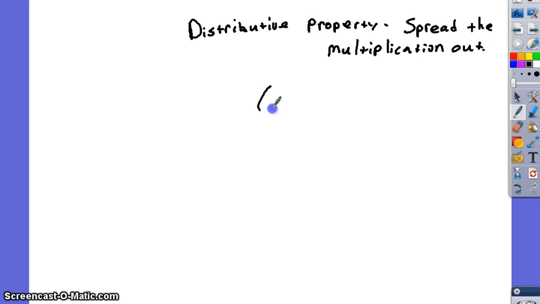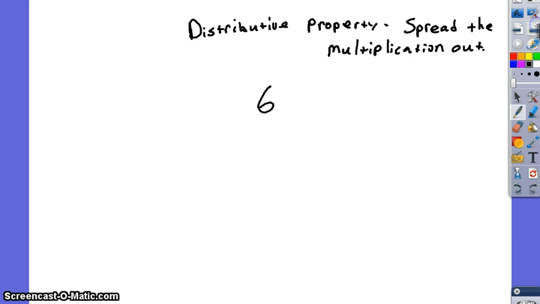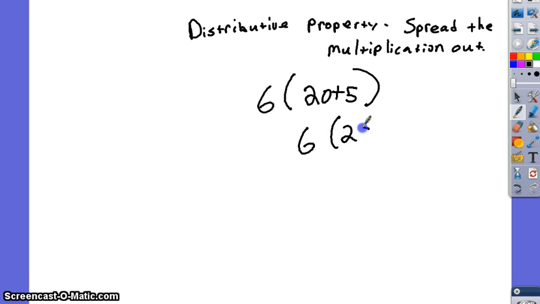So we could put that into practice. And we did, if I go back, we did that right here. That was the distributive property. So now, let's try another example of that. 6 times (20 plus 5). Since this is the distributive property of multiplication over addition, let's distribute this stuff out. What is 20 plus 5? It's 25. What is 6 times 25? 150.